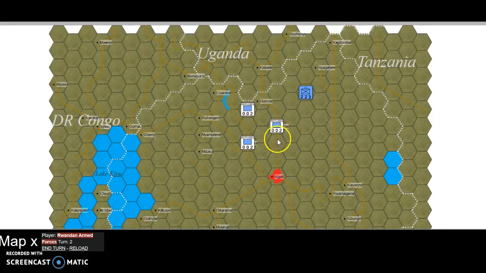I might change that rule so that you automatically win the combat and they're not eliminated. They just automatically retreat. In fact, I probably think I will, because I think it's more realistic.